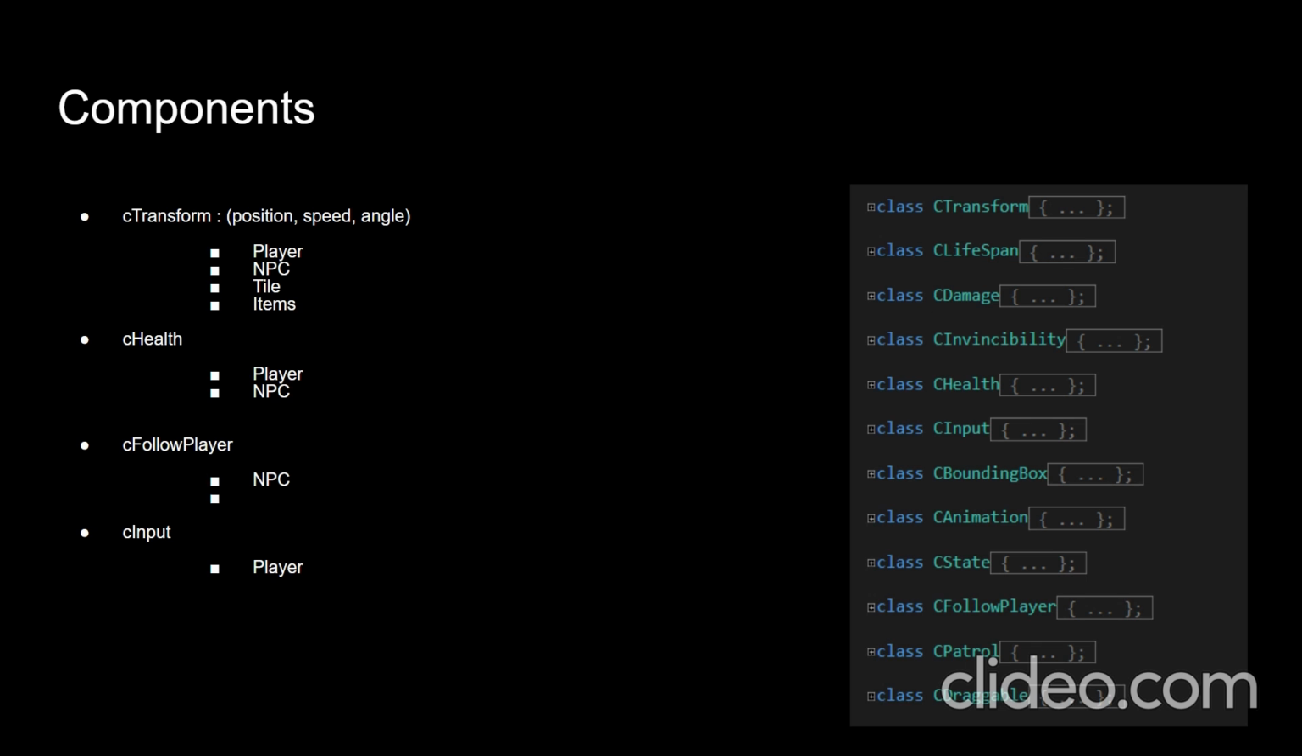Next we have the components to assign to each entity. I have a screenshot of our component class on the right, and I have some details on the left. As you can see, our CTransform component is assigned to the player, the NPC, the tile, and the item, because all of those need to have a position in our grid.